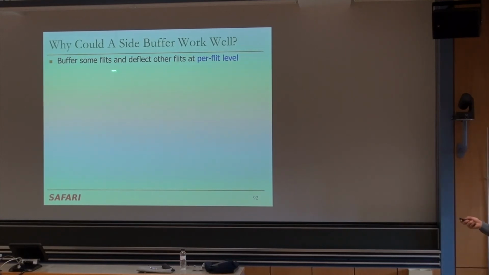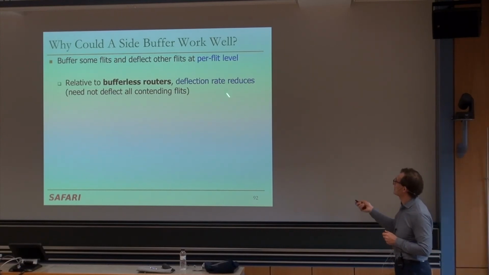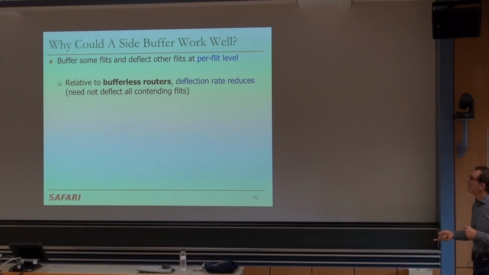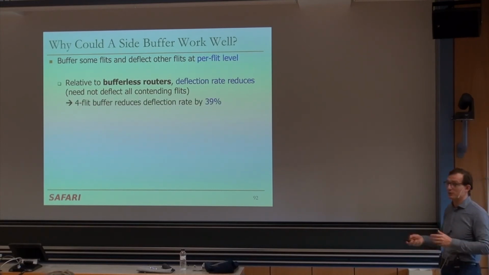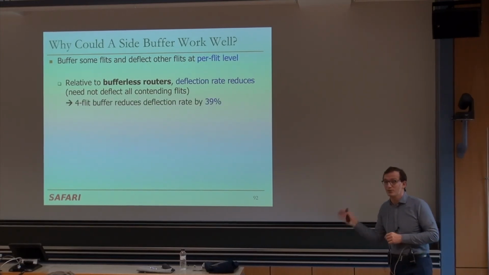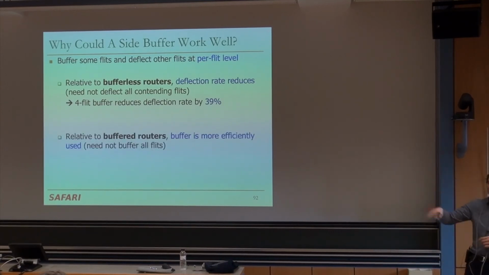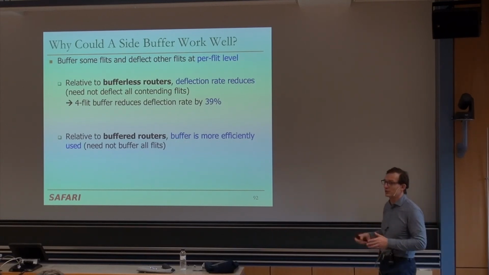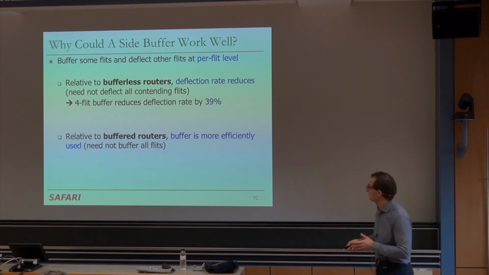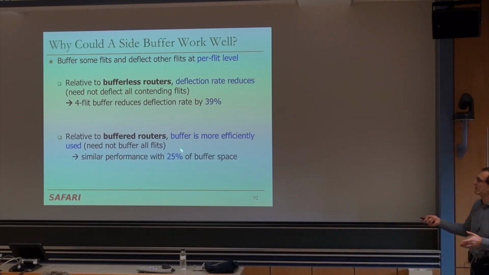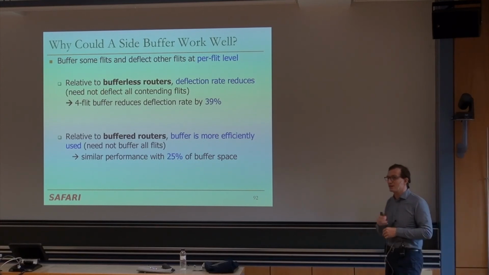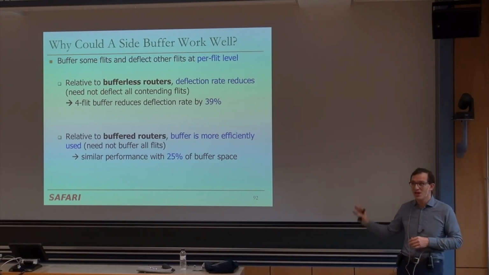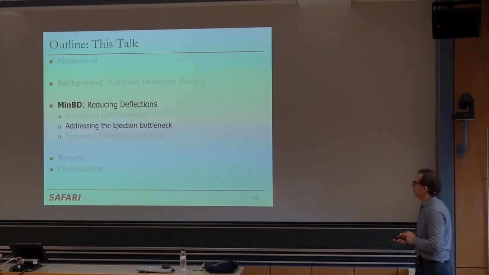Okay, so you buffer some flits and deflect other flits at a per flit level. Relative to bufferless routers, deflection rate reduces significantly. There's no need to deflect all contending flits. So if you look at a 4-flit buffer, it reduces the deflection rate by 39%. So it's significant. And you can look at the deflection rate analysis in the paper. Relative to buffered routers, the buffer is much more efficiently used because you don't need to buffer all flits. You're buffering only when it's necessary to buffer. So you get similar performance with a fraction of the buffer space and a lot less complexity because managing this buffer is easy. It's local, completely local.